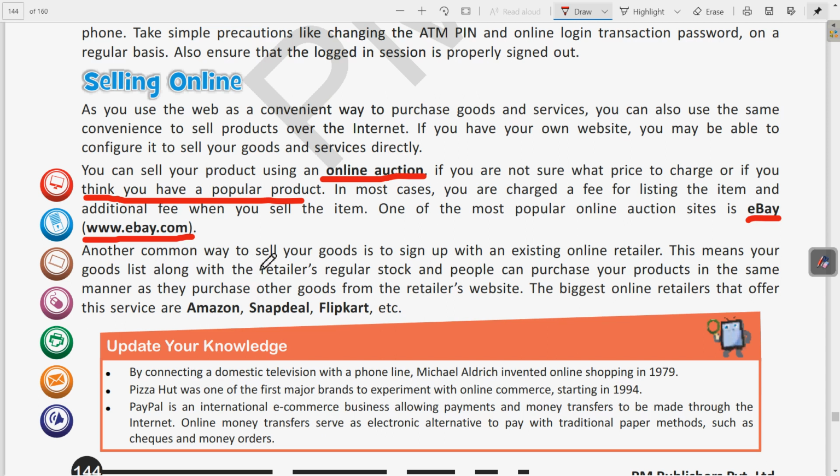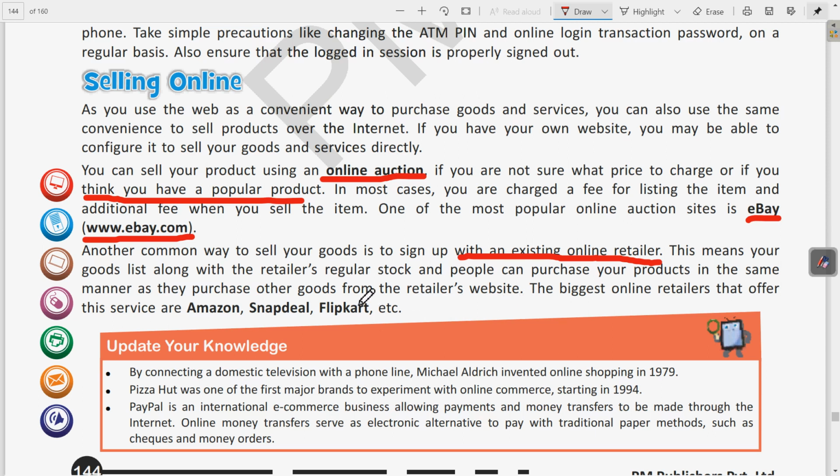Next, another common way to sell your goods is to sign up with an existing online retailer. So on the different web platforms, there are online retailers, so you can sign up and make your own user ID for setting up to sell the things on those web platforms. This means your goods are listed along with the retailer's regular stock, and people can purchase your products in the same manner as they purchase other goods from the retailer website.